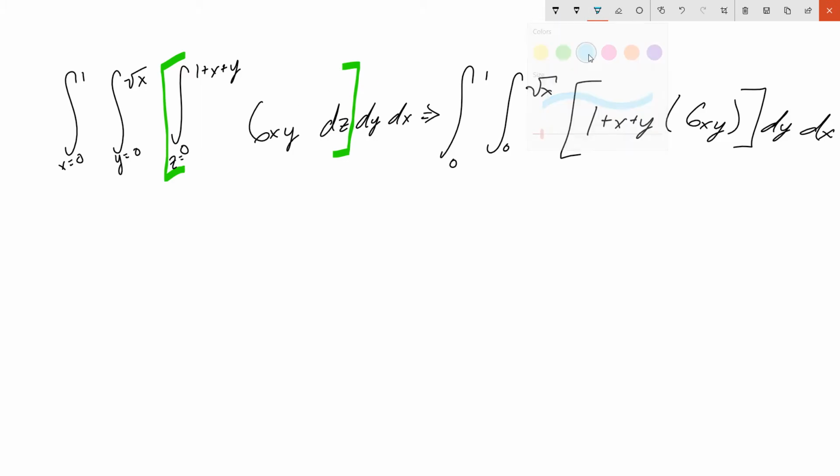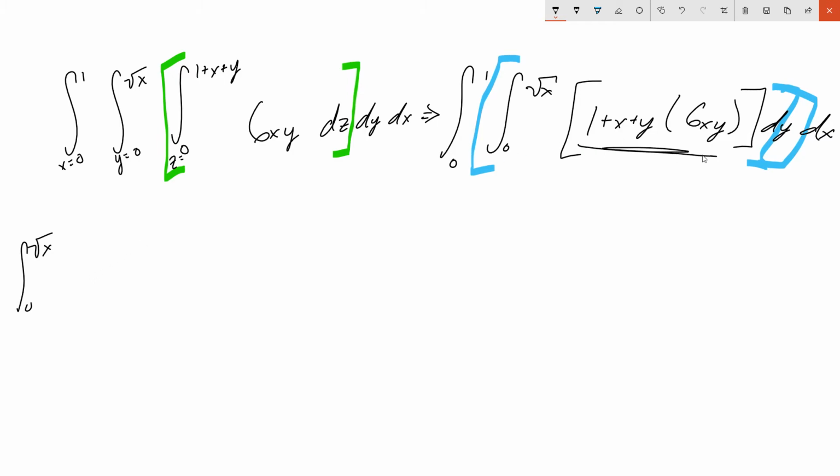So now we'll look at the blue section. Integrating with respect to y, you get the idea. So y from 0 to root x. And when we expand out our previous function here, what we're going to get is 6xy plus 6x squared y plus 6xy squared, and that's going to be dy.